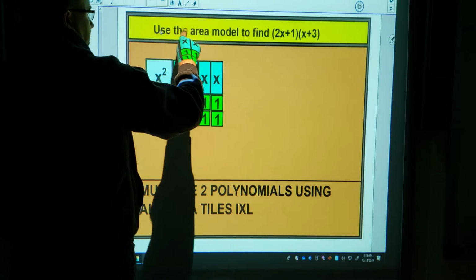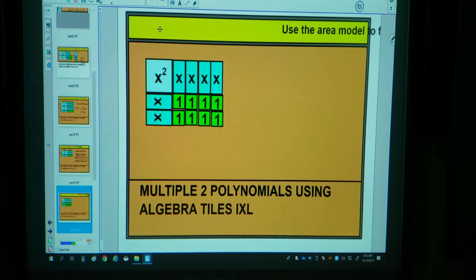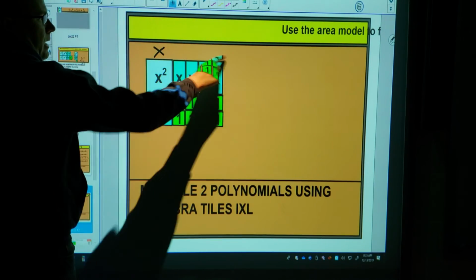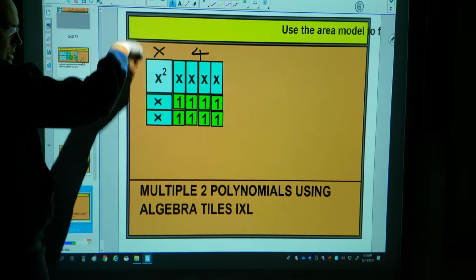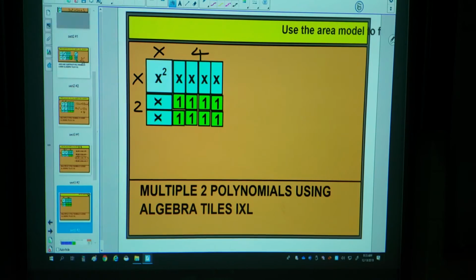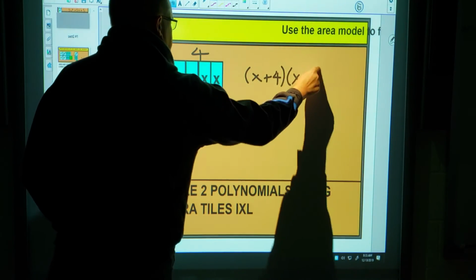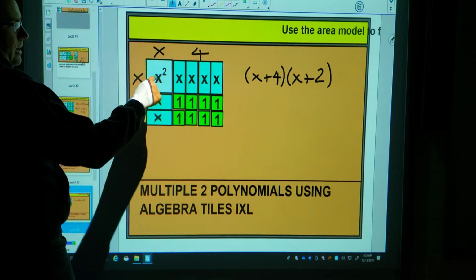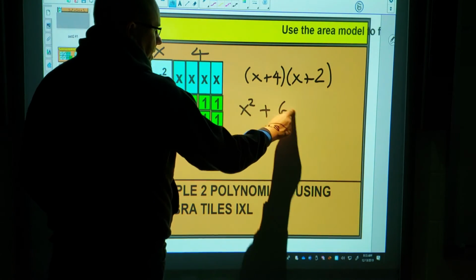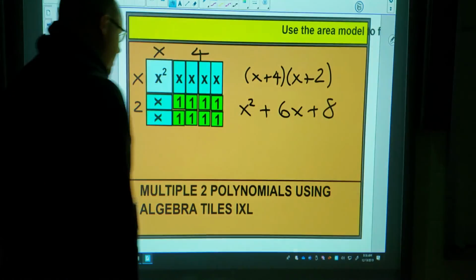And actually, I think as I was copying across, that totally says the wrong question. So let's use the area model. This question is trying to work out 1 square, which would be x. I have 4 rectangles. Down the side, I have 1 square, and I have 2 rectangles. So the question I'm trying to work out here is x plus 4 times x plus 2. And I can see that it's x squared. 4x and 2x give me 6x. And 4 and 4 give me 8, and that would be my answer.